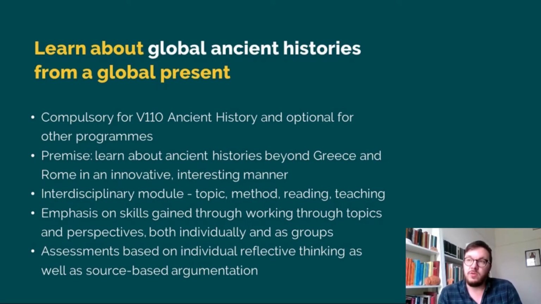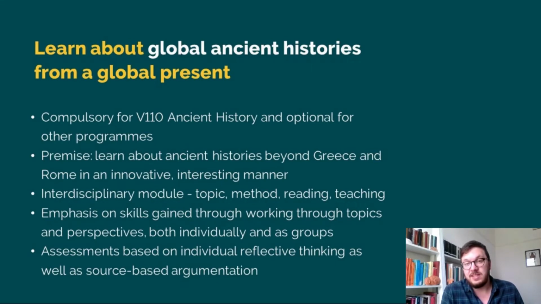The emphasis on this module as a stage one first year module is not about building a core set of knowledge to hang later things on, but rather about developing perspectives and learning skills through that development of perspectives. And so you'll be working in this module both individually and in groups to develop these skills and perspectives. The assessments linked to this are based on individual reflective thinking as well as traditional source-based argumentation.